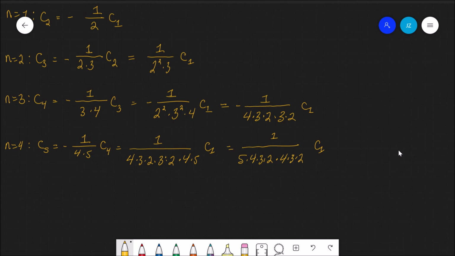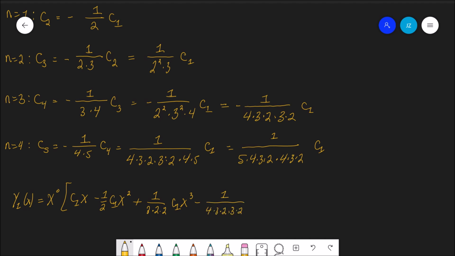So our first solution: x to the 0 times, there is no C0, so it's C1 x plus minus a half C1 x squared plus 1 over 3 times 2 times 2 C1 x cubed plus minus 1 over 4 times 3 times 2 times 3 times 2 C1 x to the 4th plus so on and so forth.